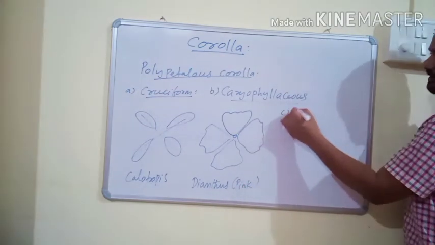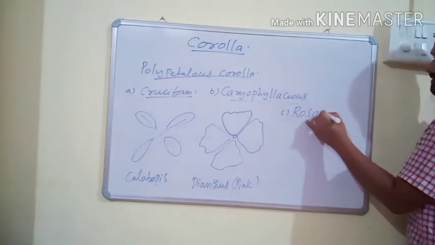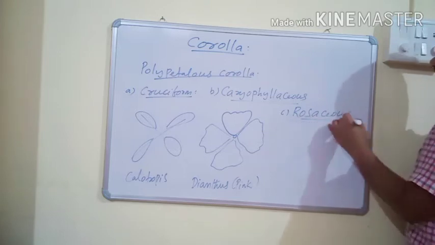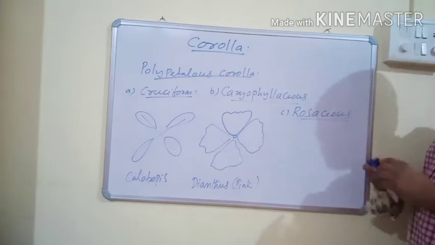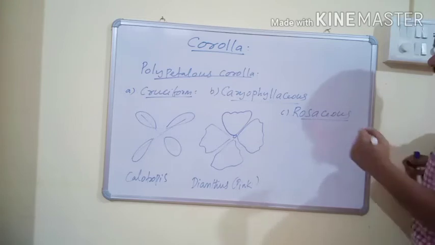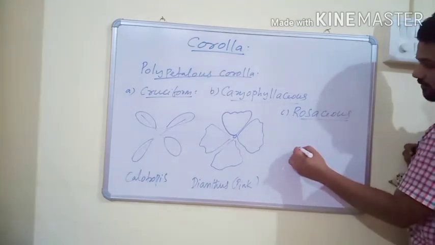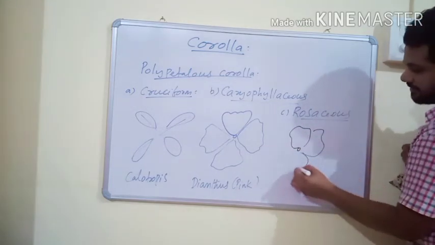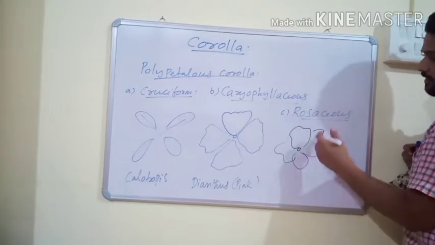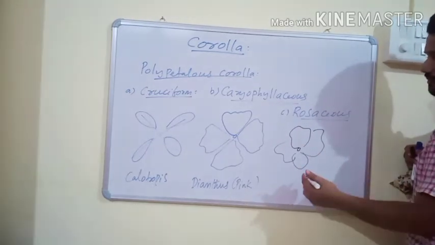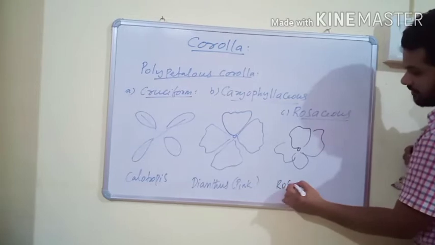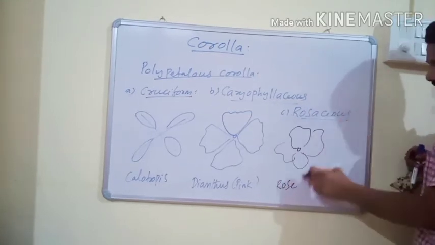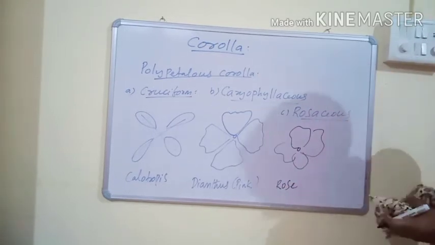And another one is rosaceous. In rosaceous, all the petals are arranged congested. All the free petals are not fused. 4 or more than 4 free petals are present, and this type of corolla is called rosaceous, and rosaceous corolla is usually found in rose.